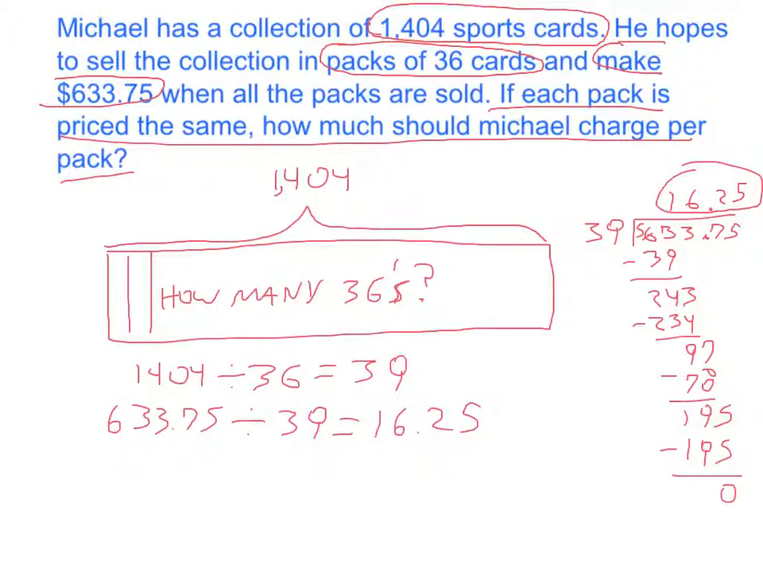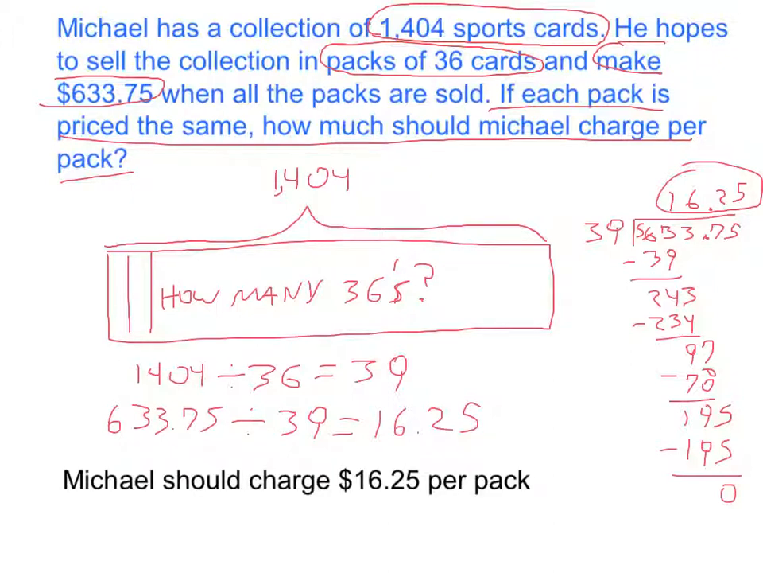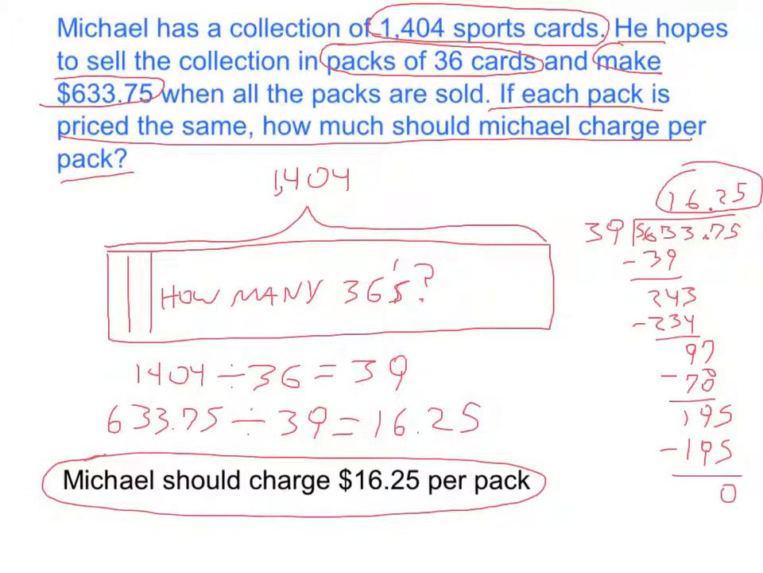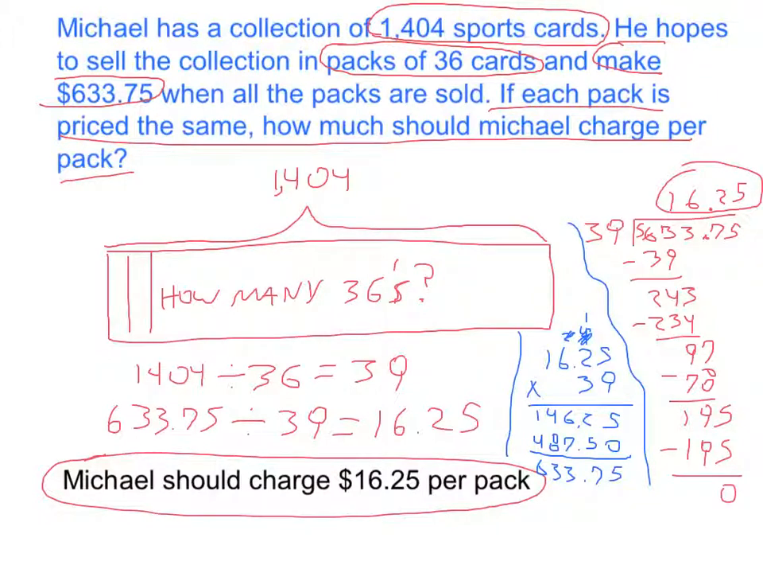So let me write my answer real quickly. There we have it. We say Michael should charge $16.25 per pack, and I'm going to go ahead and do the multiplication real quick to check my work. And here is my checked work. I said 16.25 times 39. 9 times 16.25 is 146.25. 30 times 16.25 is 487.50. Altogether, it adds up to 633.75, so we know that our answer is correct.